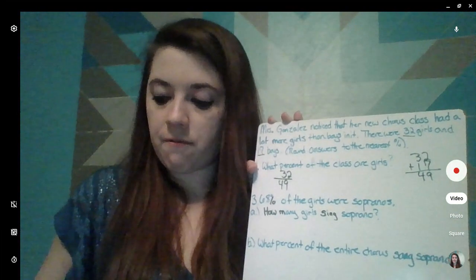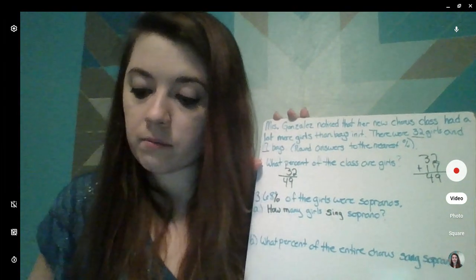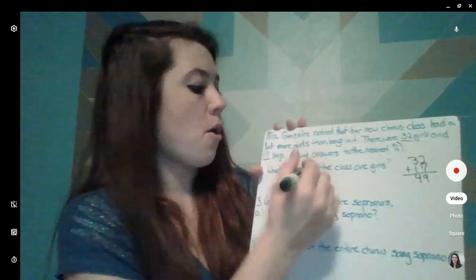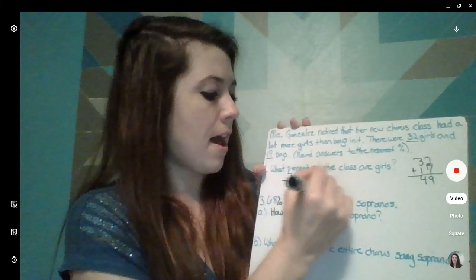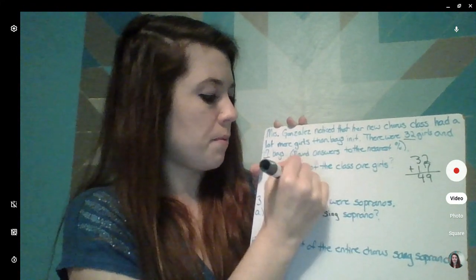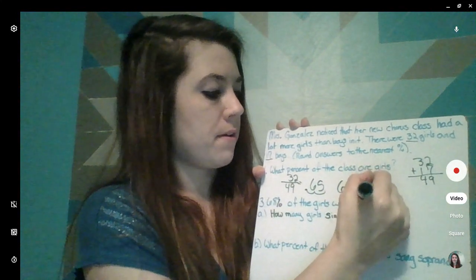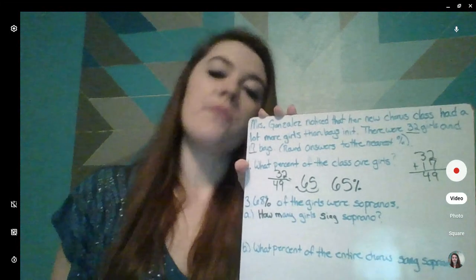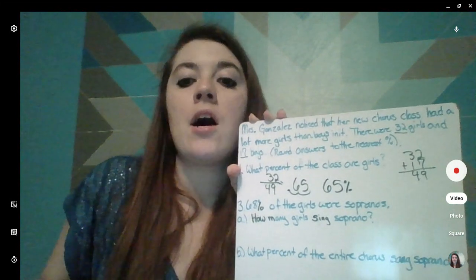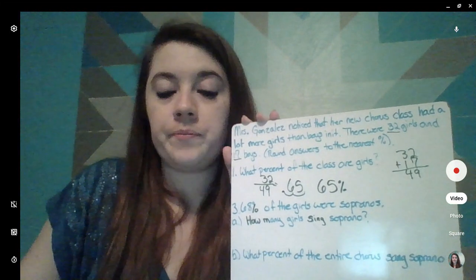0.65, I do believe. Let's double check it. Yep, so 0.65. Remember, move the decimal place twice. So 65%. So 65% of her class are girls.